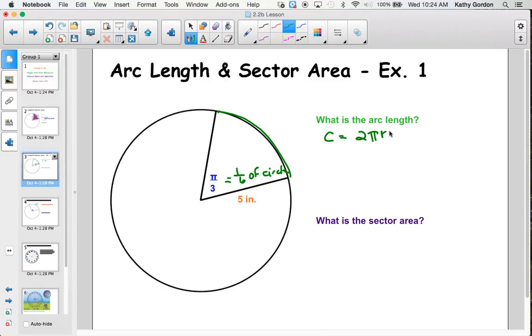So I'm going to write it as 2 pi r, since r is what we have here. So if I put in the r, that's going to be 5. So I end up with 10 pi as the entire circumference. But then what do I do with that, Tommy? Divided by 6, because the pi over 3 is 1/6 of the circle. Okay, that's based on what we talked about last class. So for my arc length, I'm going to take the 10 pi divided by 6 and reduce that down to 5 pi over 3.